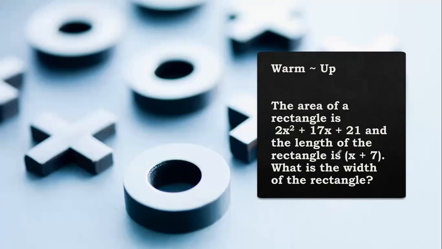So it says the area of a rectangle is 2x squared plus 17x plus 21, and the length of the rectangle is x plus 7. What is the width of the rectangle? So what operation am I using here? Division. Yes, division. So I'm going to be dividing 2x squared plus 17x plus 21 by x plus 7.